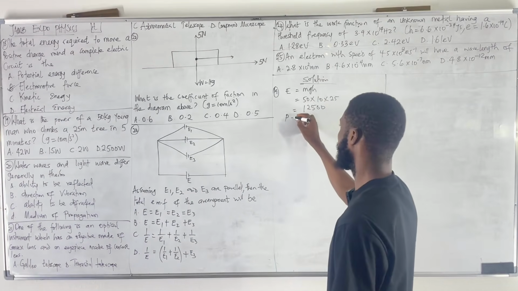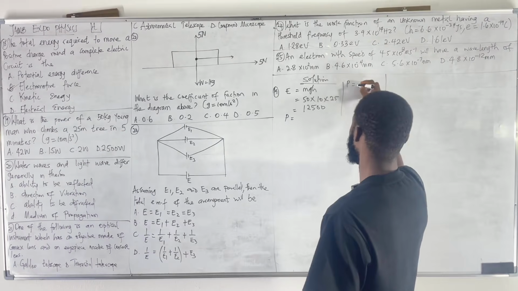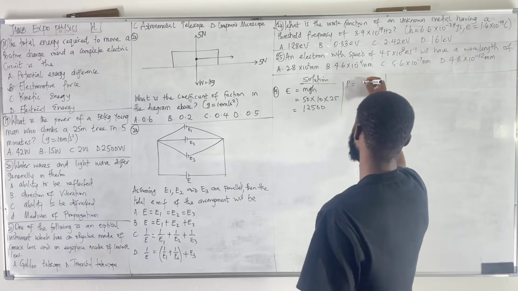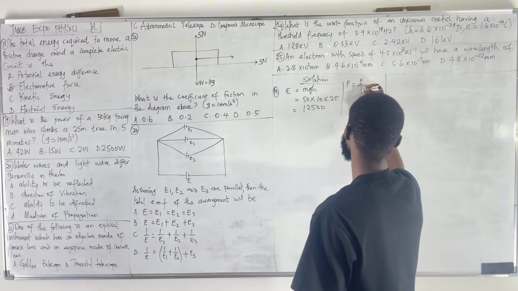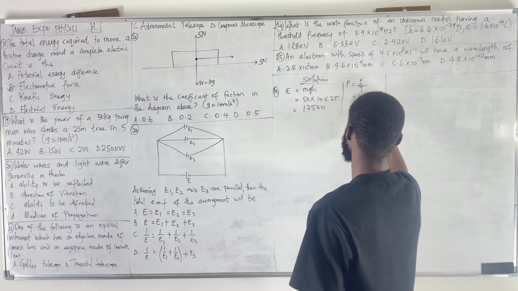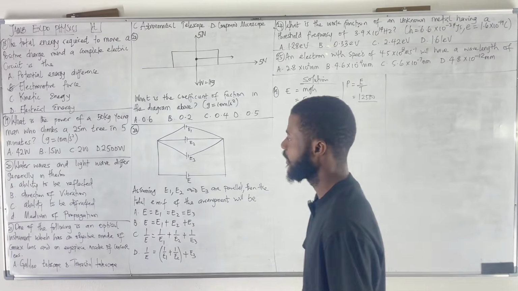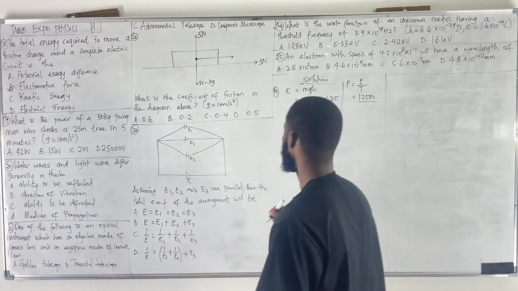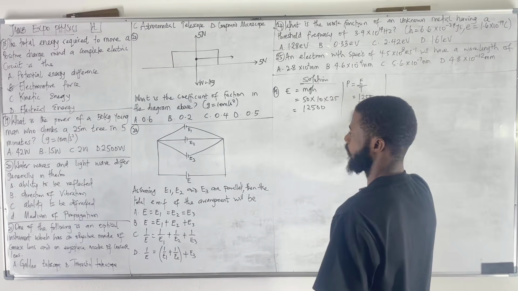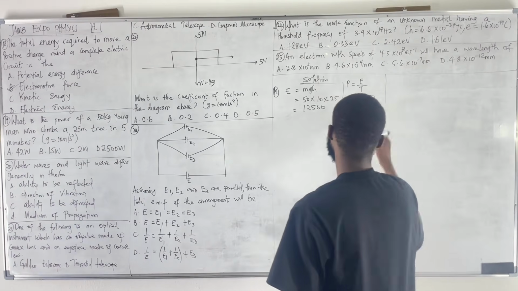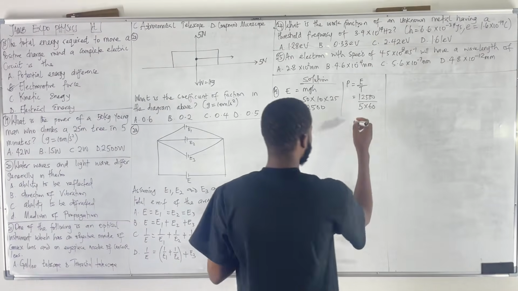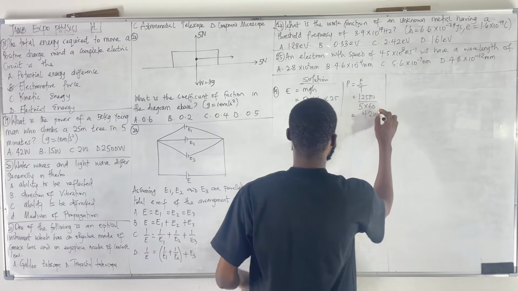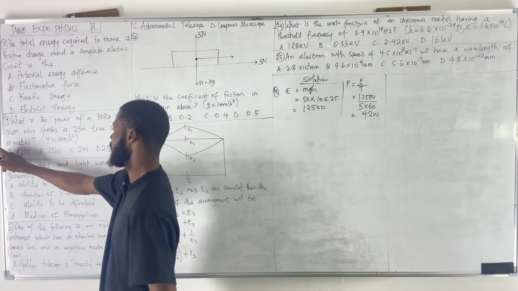But then to get power, we need to do the energy or the work done divided by time. So this will be 12,500 divided by, it says 5 minutes. So let's convert 5 minutes to seconds. We need to times by 60. So when you divide this, you're going to have approximately 42 watts. So that will be the answer.